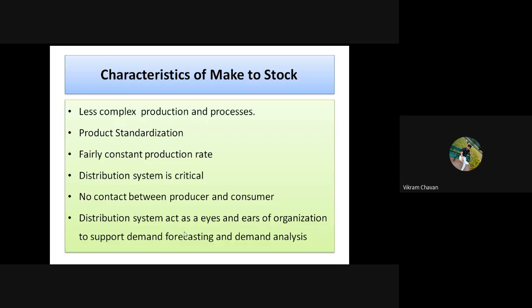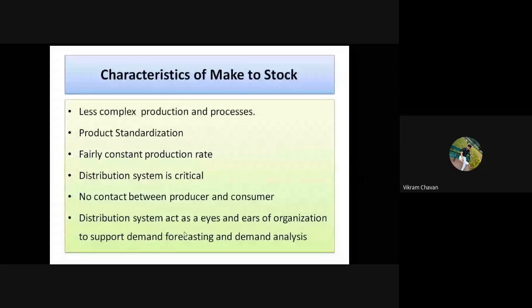So the first one is that make to stock items are generally for mass consumers and pass through multiple channels. Before reaching the end user, most of the data about the customer is not known, and hence feedback from the distributor channel will act as an important source of information.